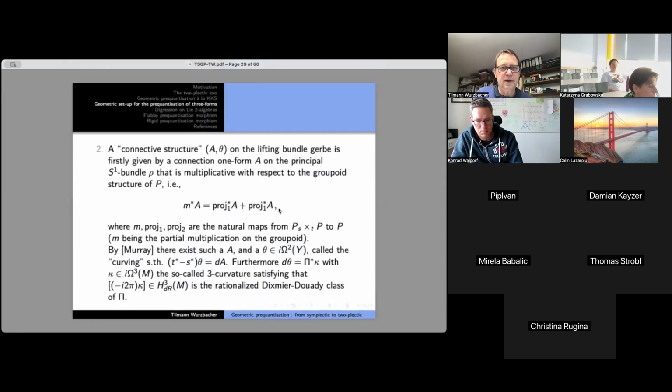Okay, I think this is a natural point to stop. In the second part, I want to speak about the analog of the KKS morphism.